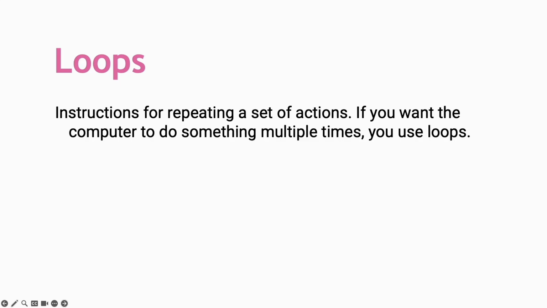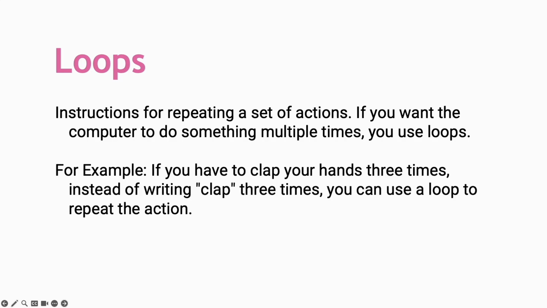Now let's take a look at a new term we use in coding. This term is called loops. Loops are instructions for a repeating set of actions. If you want the computer to do something multiple times, you can use loops. For example, if you have to clap your hands 3 times, instead of writing clap 3 times, you can use a loop to repeat the action.